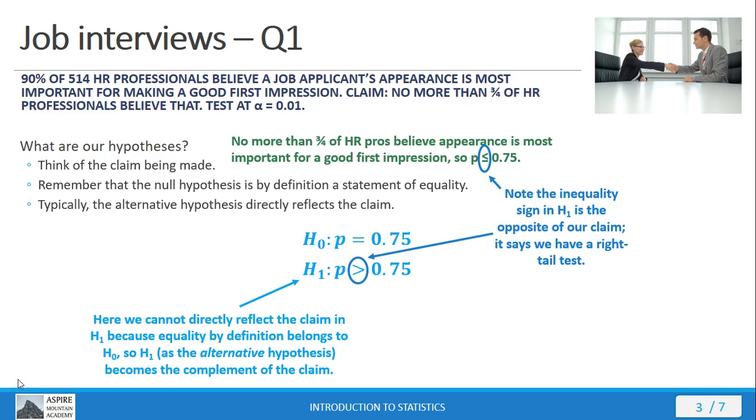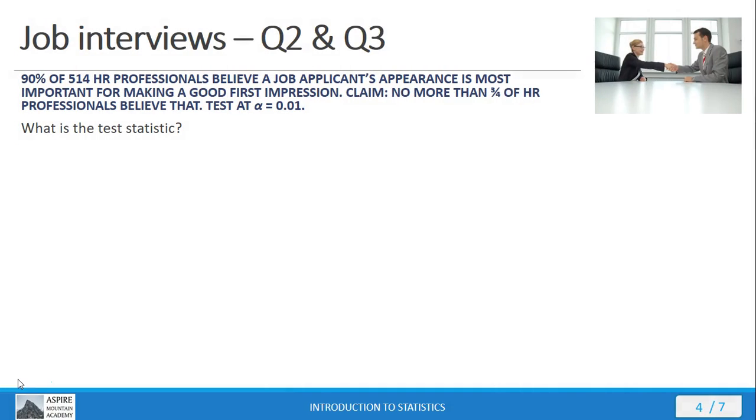That's okay. We look at that inequality sign in our alternative hypothesis and it says we have a right-tailed test. So a one-tailed test with that critical region there on the right. What is the test statistic?